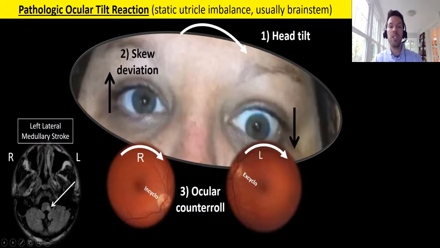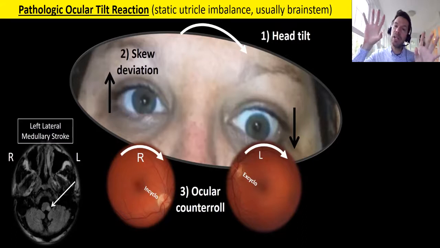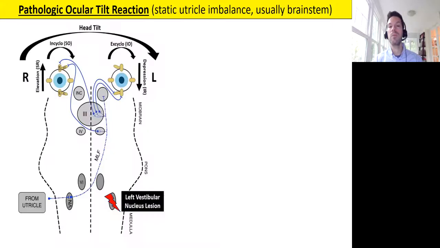So here's the OTR. Number one is the head tilt. This is in a patient with a left Wallenberg, left lateral medullary stroke. So you're going to see all the components of the OTR going to be to the left side. Number one is a head tilt. So there's a big left head tilt, again, toward the side of the lesion, toward the side of the stroke. The right eye is going to be higher. The ocular counter roll is going to be in the same direction as the head tilt.